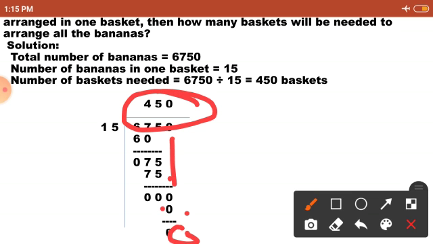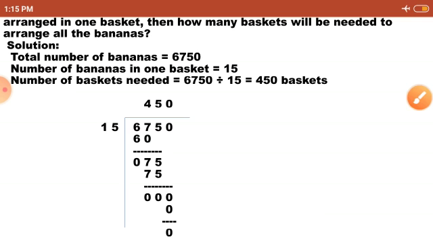So what's the quotient here? 450. So the quotient is always the result. So number of baskets needed equal to 450 baskets.